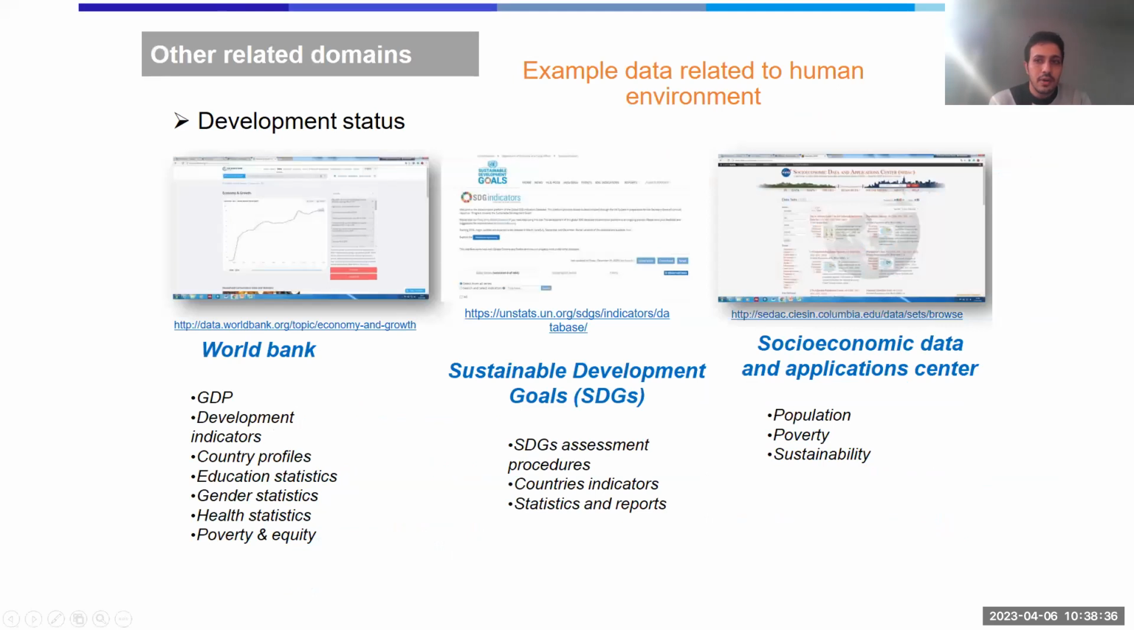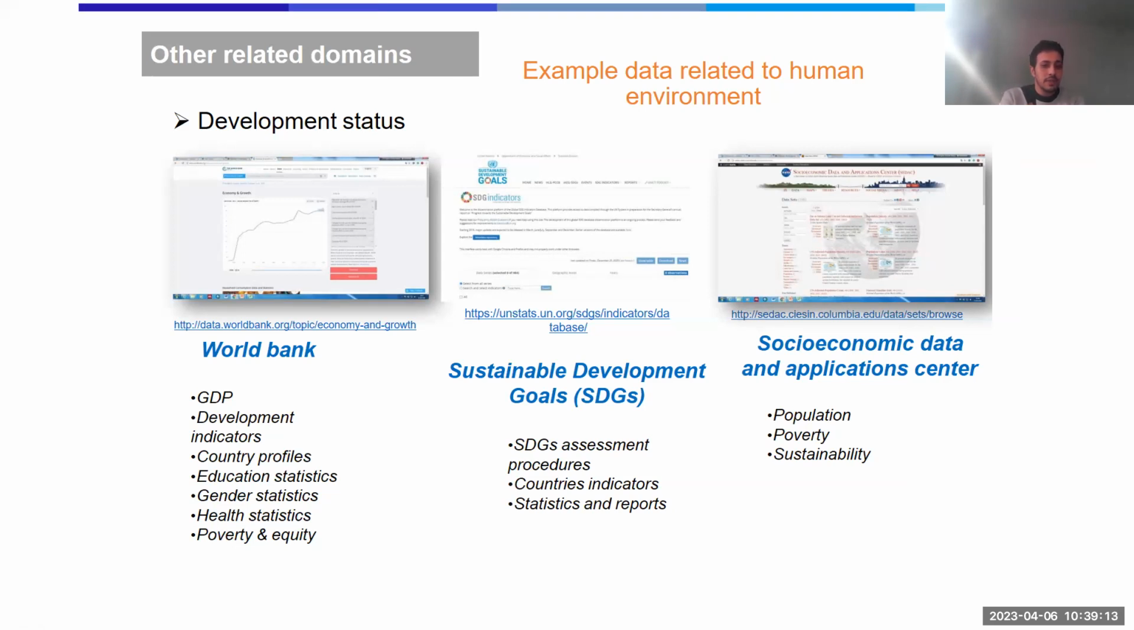All of these are open source data, and I think it's pretty useful to use them. Even if you're approaching it another way, sometimes it's good to include some other components in the analysis. There are also other related domains, like data related to the human environment: development status, GDP, development indicators, education statistics, gender statistics, health statistics. Sometimes I'm doing water resources assessment for a basin, but it's good also to mention this information.